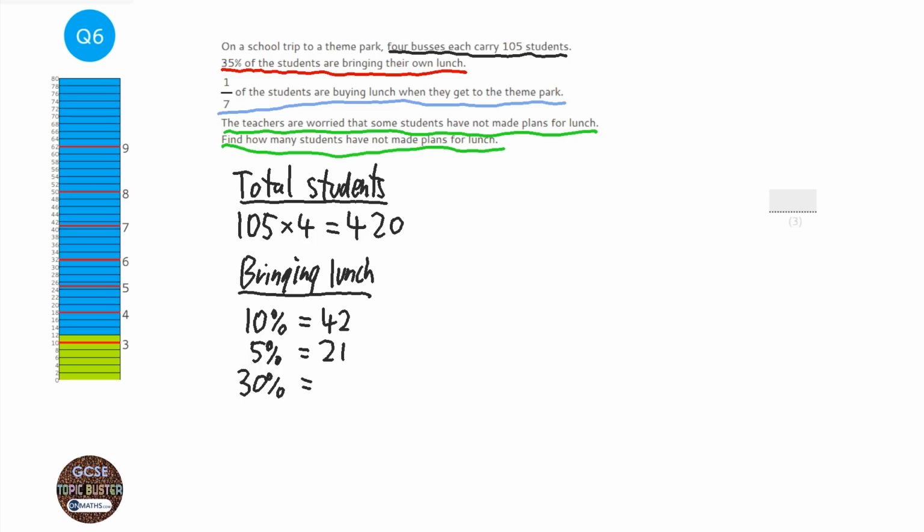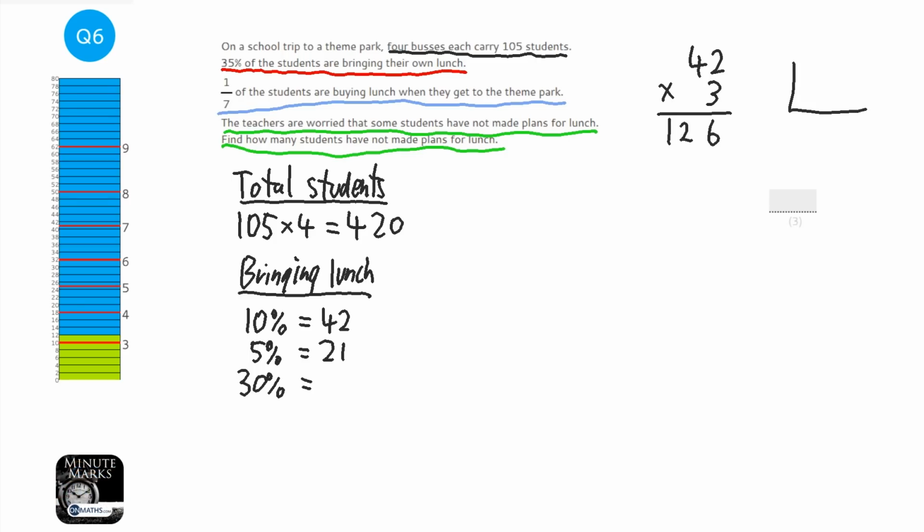And again, I could do a bit of working out for this. So 42 times by 3. And you can use any method you want. A lot of you probably prefer doing the grid, which is absolutely fine. So 40 and 2 and 3. Obviously, if it's on the calculator paper, you can obviously just use a calculator. But either way, you get 126. So it's going to be 126.